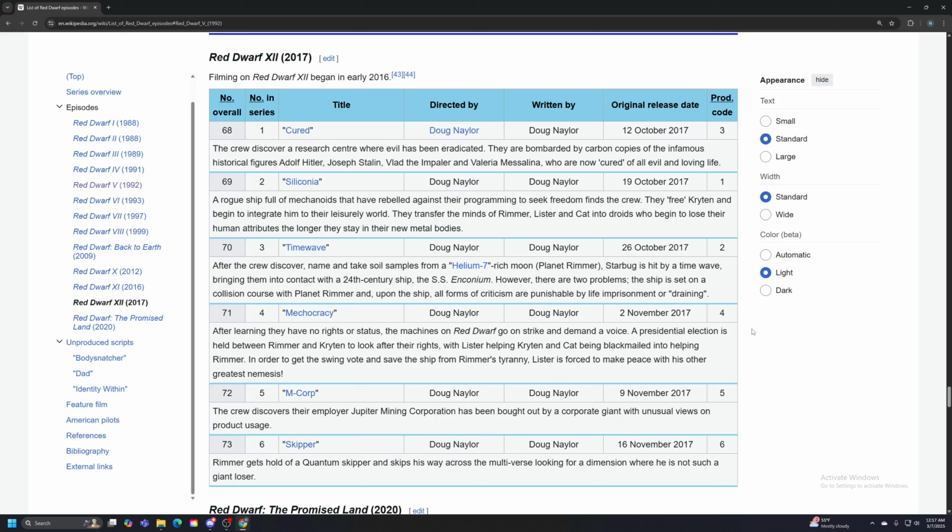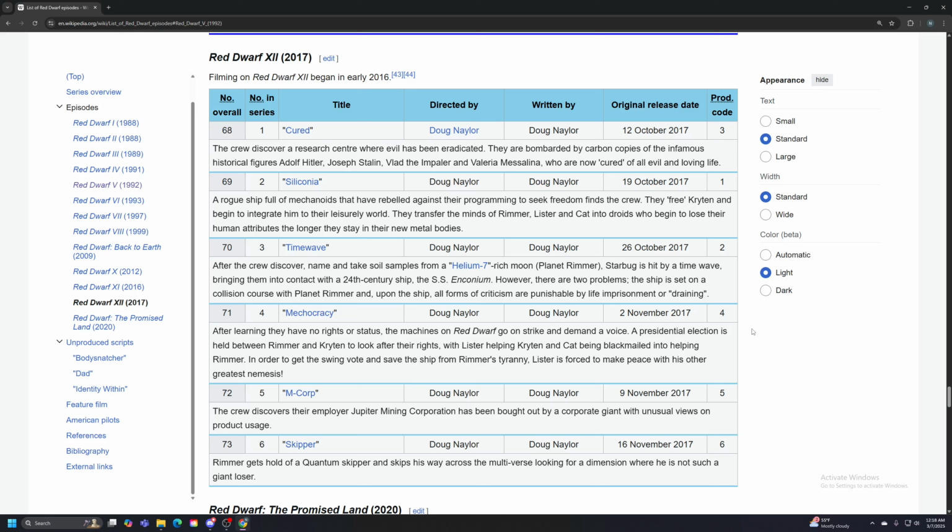Episode 2. Siliconia. A rogue ship full of mechanoids that have rebelled against their programming to seek freedom finds the crew. They free Crichton and begin to integrate him into their leisurely world. They transfer the minds of Rimmer, Lister, and Katz into droids who begin to lose their human attributes the longer they stay in their new metal bodies.